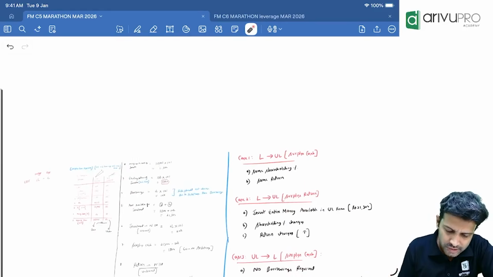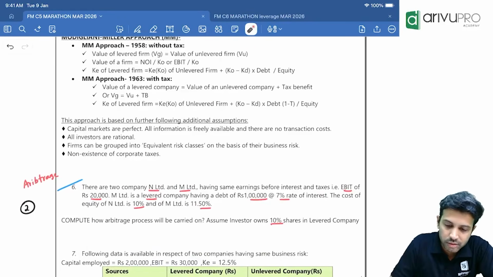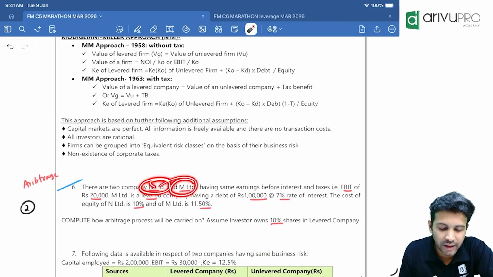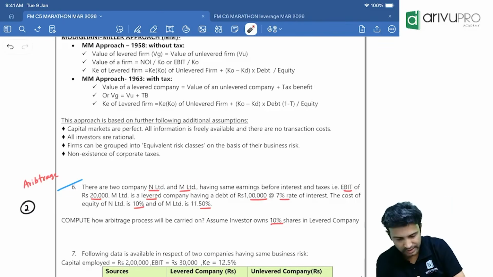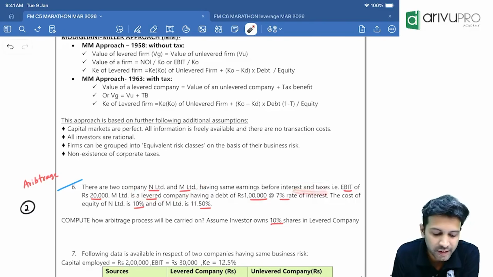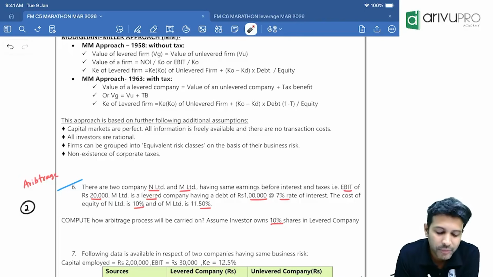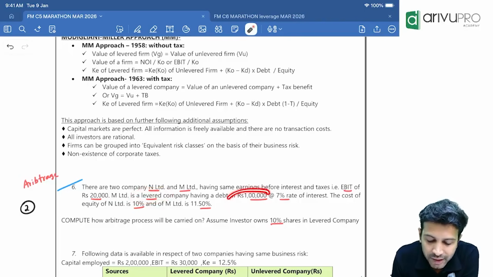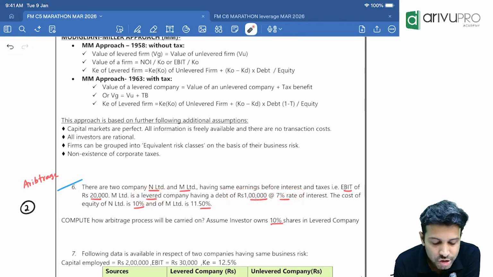Okay, sir? Alright, how to do it? Very simple. First, I will go through the question with you now. One question we will take. There are 2 companies, N and M. Keep your calculator aside, nothing to write down. Just observe, that's it. Two companies, M and N. They have the same EBIT, 20,000. Both the firms have the same EBIT. M is a levered company having a debt of 1 lakh at an interest rate of 7%. Cost of equity of N is 10%, M is 11.5%.